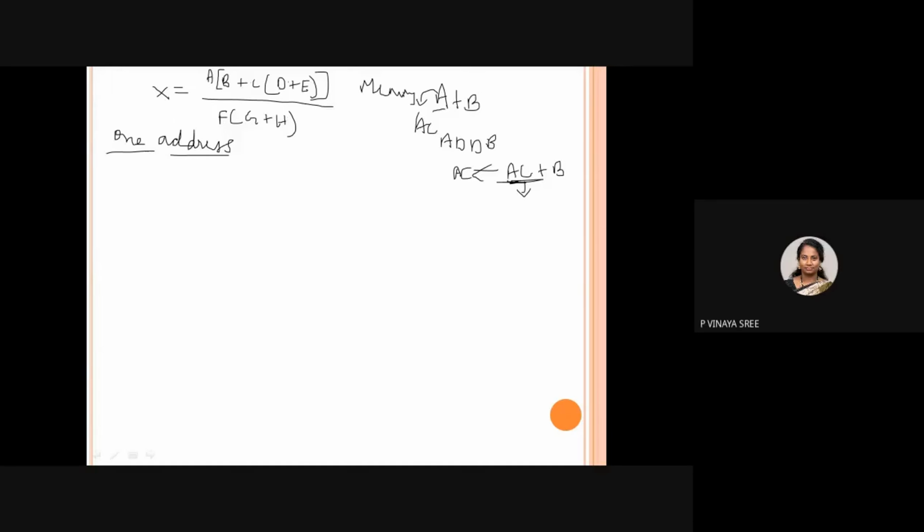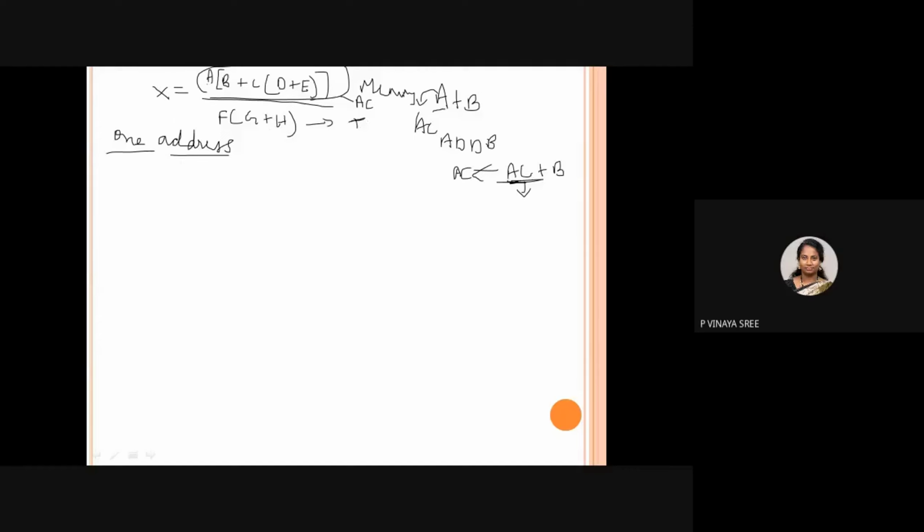So here, instead of starting the one address instruction format with the numerator, we'll be starting with the denominator, and this will be stored in some memory location. Let us consider, for the sake of it, that I want to store it inside t. Then I want to perform this operation, so finally the result will be present in an accumulator. That's the reason I'm starting with the denominator first, so that this result can be stored in a memory location.